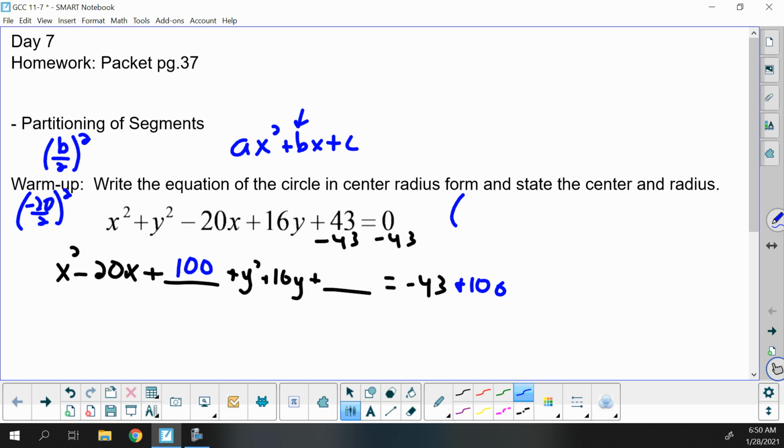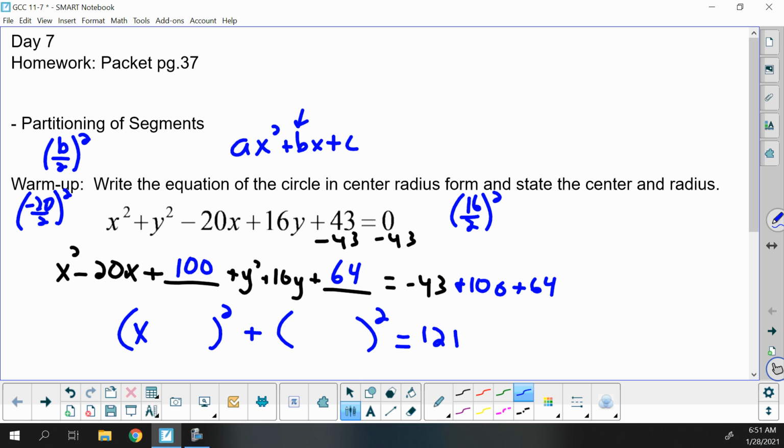For the y's, we're going to have 16 over 2 squared. 16 divided by 2 is 8. 8 times 8 is 64. So we'll add 64 to the other side. Adding up on the right will give us 121. And on the left, we're going to have our x part squared plus our y part squared.